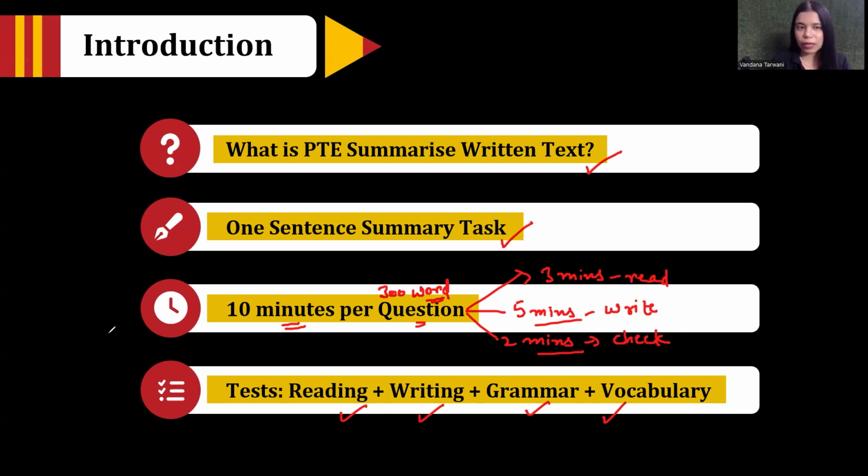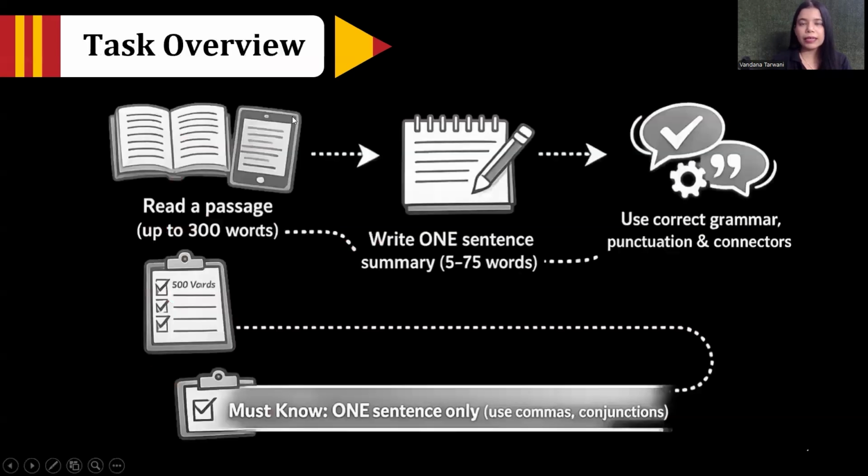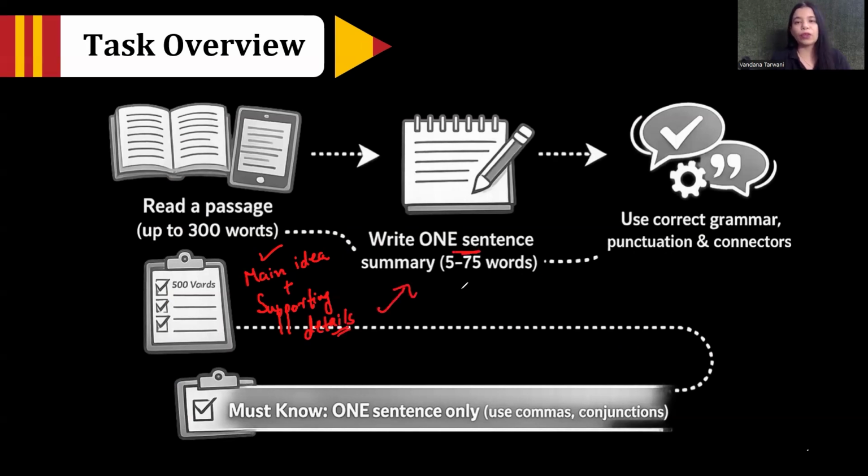Let's understand this question type in a bit more detail. Like I said, you will be given a roughly 300 word long text on the day of the exam. And you need to read it to understand not only the main idea, but also the supporting details. Now, this main idea and supporting details need to be converted into a summary, and that summary needs to be one sentence long. One sentence long means you cannot use full stops anywhere, just at the end. Plus, be very careful of the word limit. You are not supposed to write fewer than 5 words or more than 75 words. So, stay within the word limit.